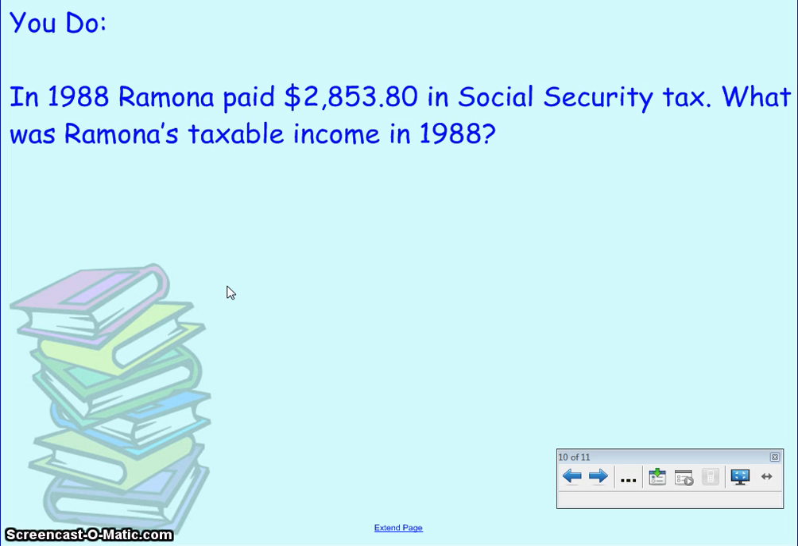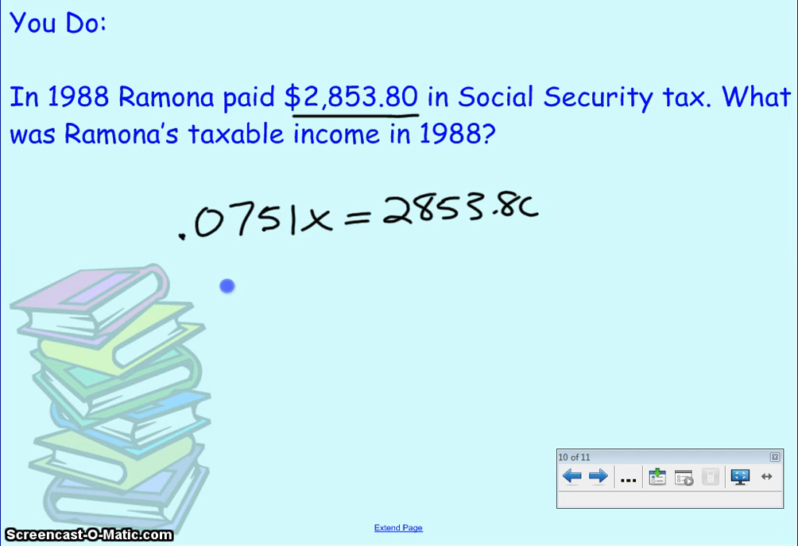All right, it says if Ramona in 1988 paid $2,853.80 in Social Security tax, what was her taxable income? Well, I know that before I had to multiply the percentage for Social Security times the income. Well, in this case, I don't know what the income is, and when I don't know what a value is, I simply give it a value of X. And I know when I multiply that together, I get the total paid, and that is what we have here, $2,853.80. Again, now we've got a very simple algebraic problem.